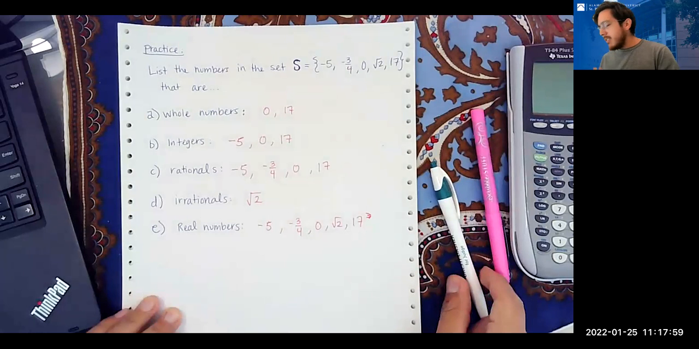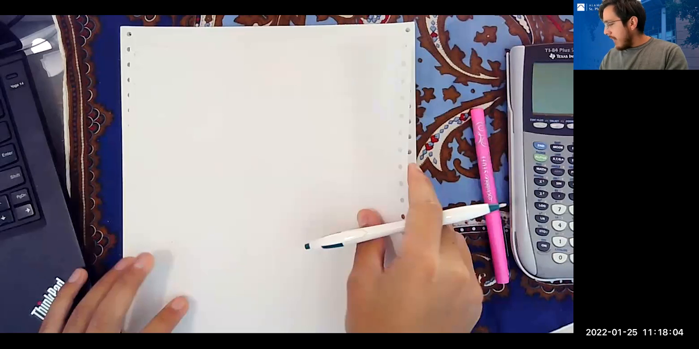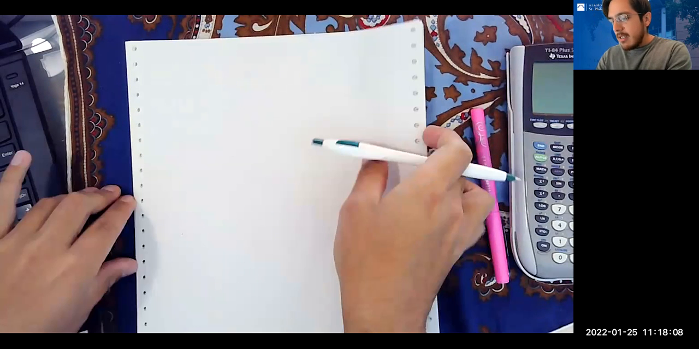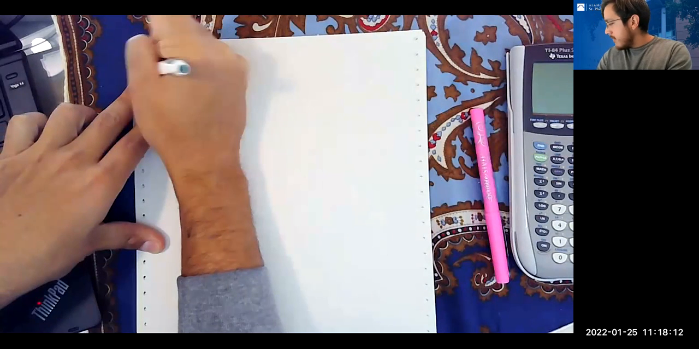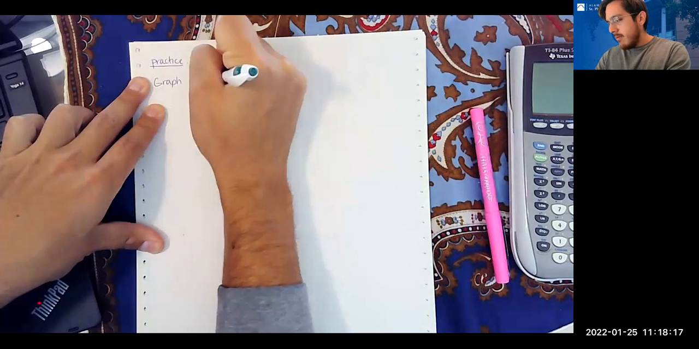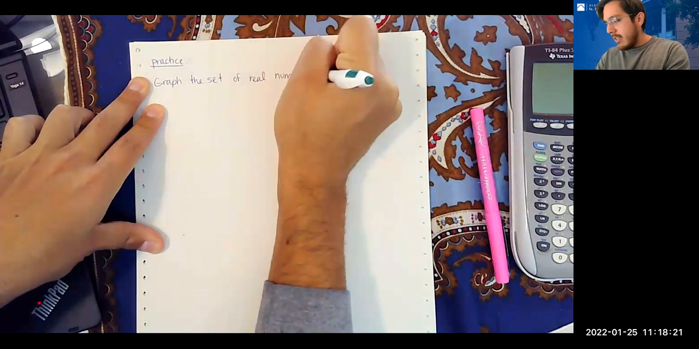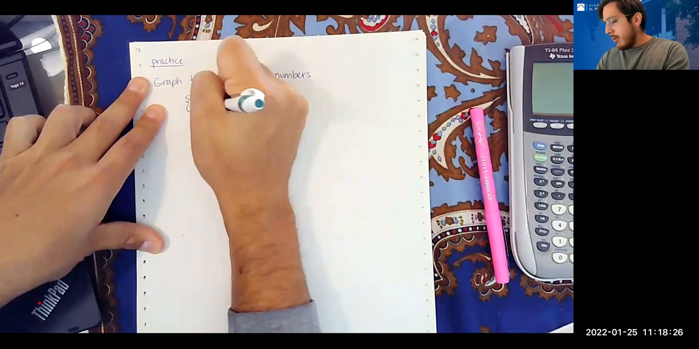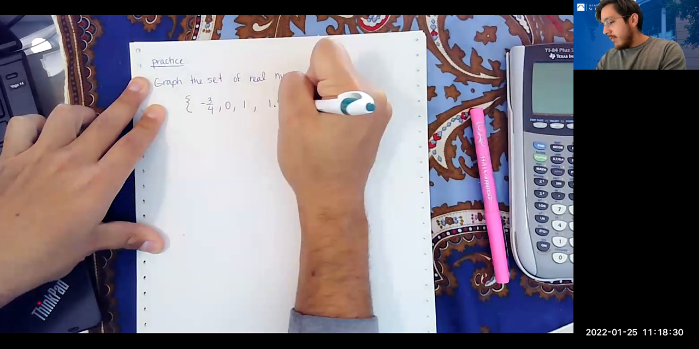Okay, well, some of the other problems that you might run into in Hawks are things that ask you to graph the set of numbers. So let's do some more practice. Graph the set of numbers. So we're going to give you a set like -3/4, 0, 1, 1.5, and 3.